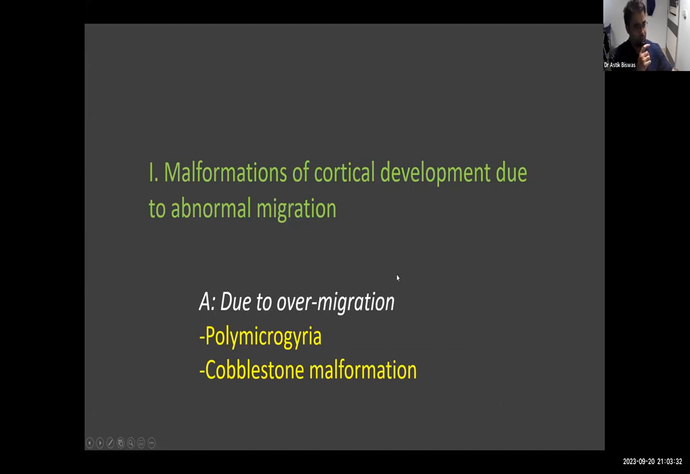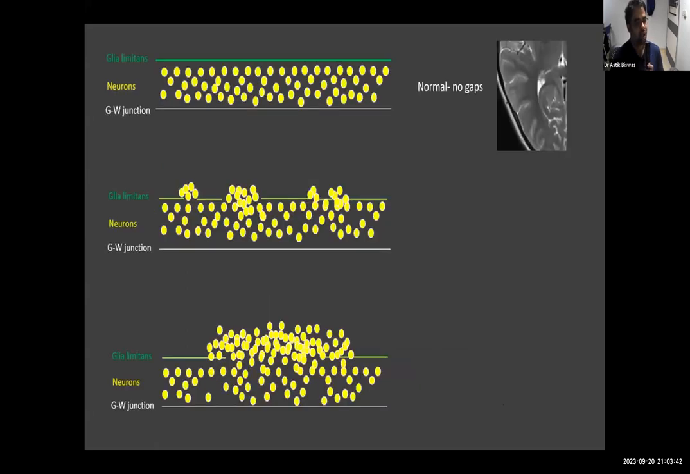And finally, we are moving on to malformations of cortical development due to over-migration. And that's going to be polymicrogyria and cobblestone malformations. So again, looking at the role of the glia limitans, it's very important here. Normally, it prevents over-migration of neurons. And in a normal case, there are no gaps here, and you see a normally formed cortex.